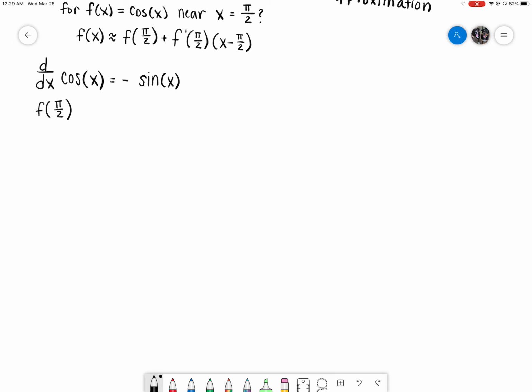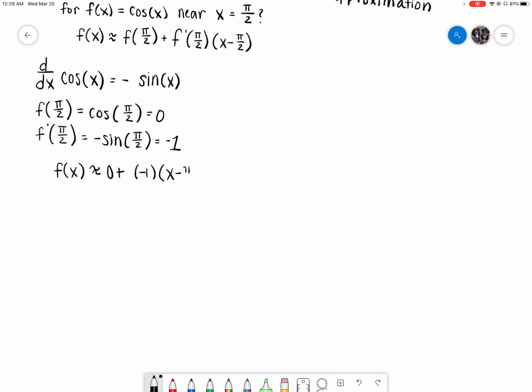So f of pi over 2 is equal to cosine of pi over 2, which is 0. F prime of pi over 2 is equal to negative sine of pi over 2, which is equal to negative 1. So then f of x is approximately 0 plus negative 1 times x minus pi over 2. So we get that f of x is approximately pi over 2 minus x.